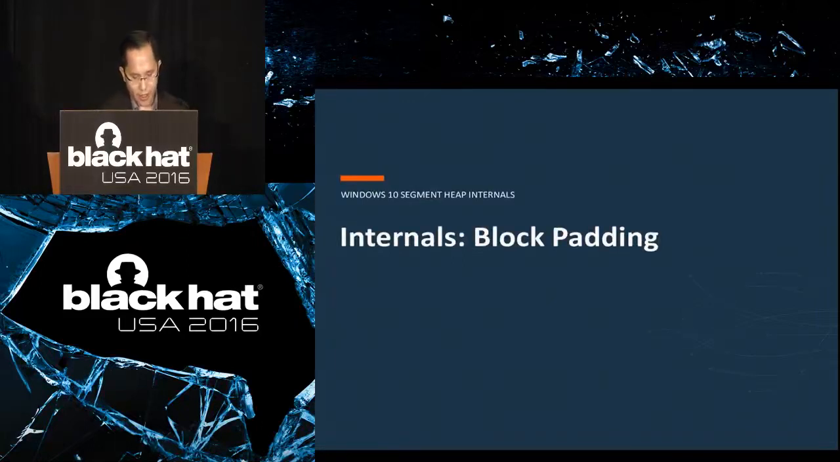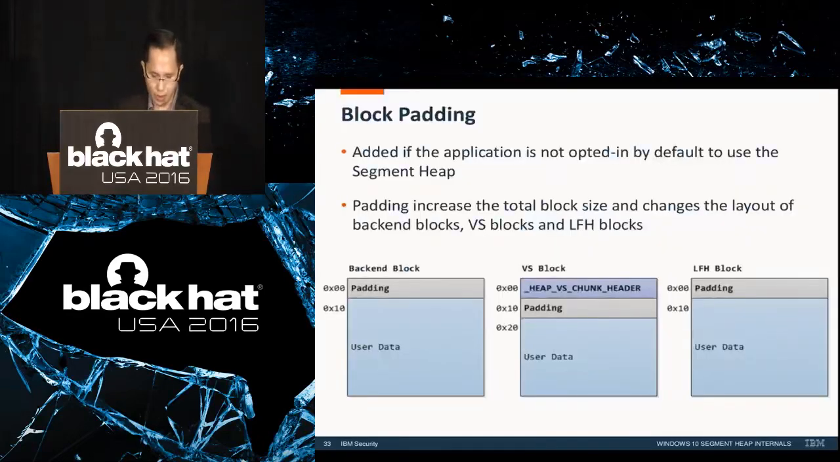Before ending the internals part of the talk, I want to discuss the block padding, which will affect the layout of the segment heap blocks. Just in case you are investigating a process in which the segment heap is enabled, but that process is not opted in by default to use the segment heap, take note that there will be a 16-byte padding added before the user data portion of the block. As shown, this is a modified layout of the backend block here, a busy block here, and an LFH block.